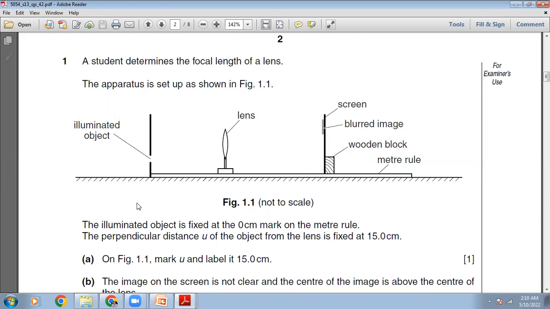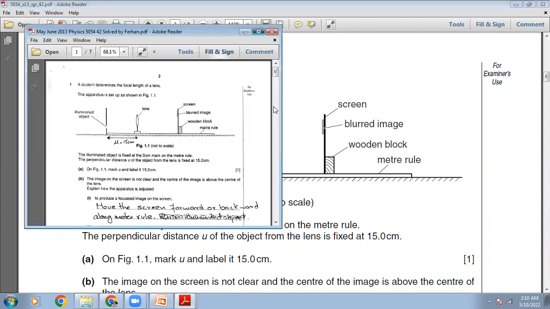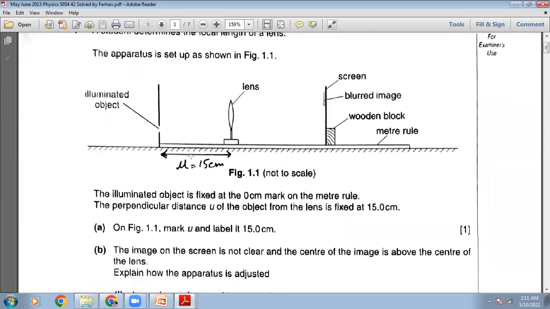He says the illuminated object is fixed at the 0 centimeter mark on the meter rule. The perpendicular distance u of the object from the lens is fixed at 15 centimeter. This distance we will not change. This distance is called u. On figure 1.1, mark the u and label it as 15 centimeter. So from here to the exact middle of the lens, you will make a line and write 15 centimeter. This is representing u. So let me show you. I have done this. You can see here I have tried to draw this. u is equal to 15 centimeter.